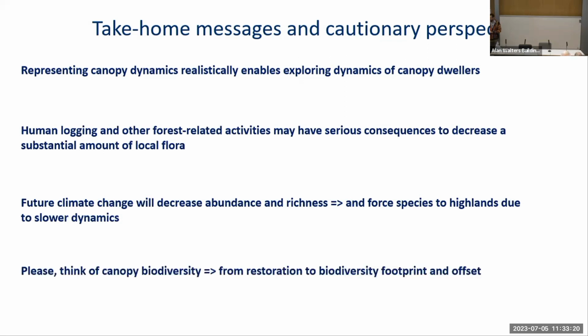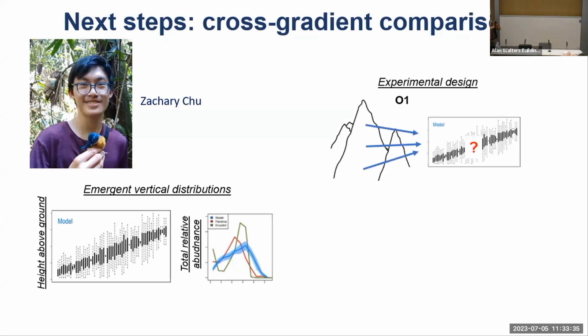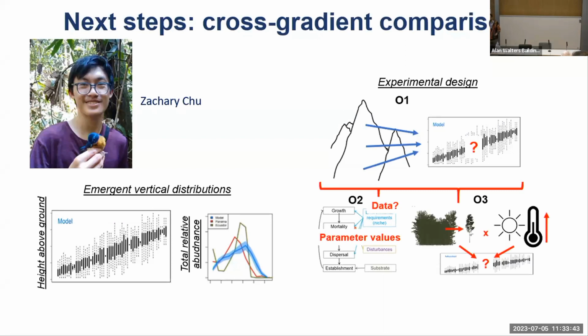And please think of the canopy biodiversity for all sorts of purposes. Just before going to the final slide, the next step would be to use this model to explore the vertical gradients along elevational gradients and use that to explore how you can actually parameterize with field data and under different scenarios of climate change and human use of the forest.